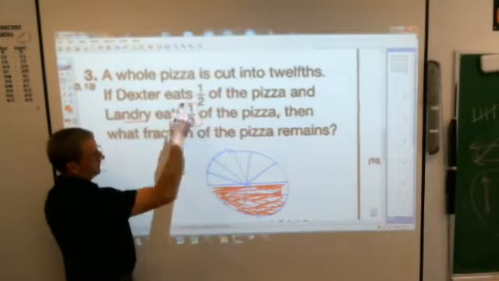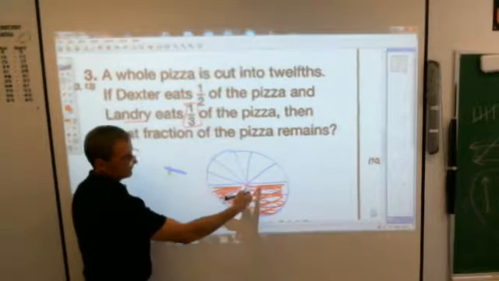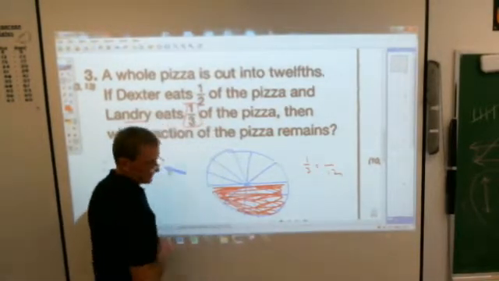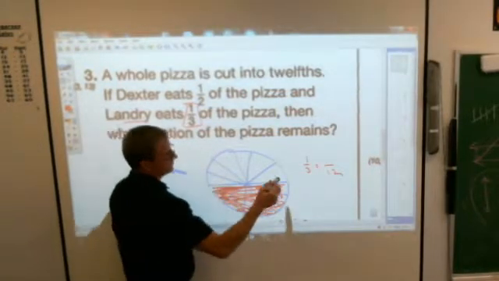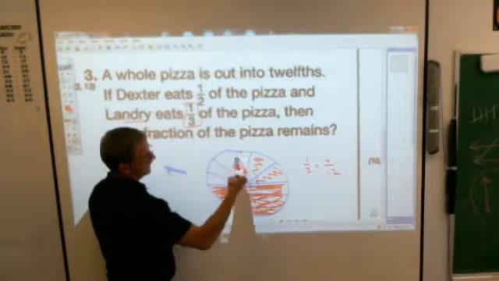Landry ate a third of the pizza. Well, the problem is I cut this into 12. So to figure out what a third is, I need to change a third into 12ths too, so I know how many pieces that is. A third is how many 12ths? 4. So I need to now get rid of 4 more pieces because that's what that other guy ate.